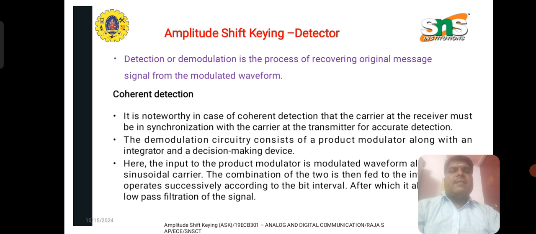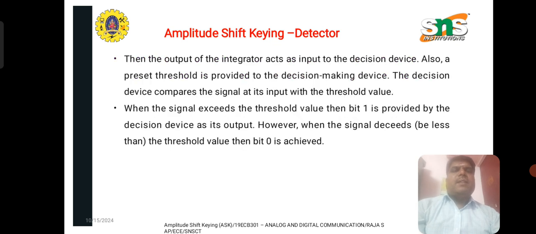The combination of the two is then fed into the integrator, which operates according to the bit interval, after which its output is given to the low pass filtering of the signal. Then the output of the integrator acts as an input to the decision device. Also, a preset threshold is provided to the decision making device. Depending upon the threshold, whether the output will be either 1 or 0 can be decided.